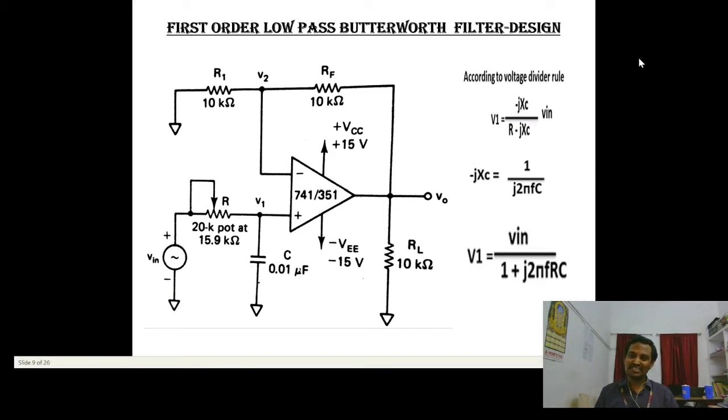According to the voltage divider rule, the voltage across the capacitor, I am writing it as V1, equals the reactance across the capacitor divided by the total resistance, or you can say the impedance. So that will be (R minus jXC) times Vin, where XC is the capacitive reactance. V1 equals Vin divided by 1 plus j 2 pi RC.